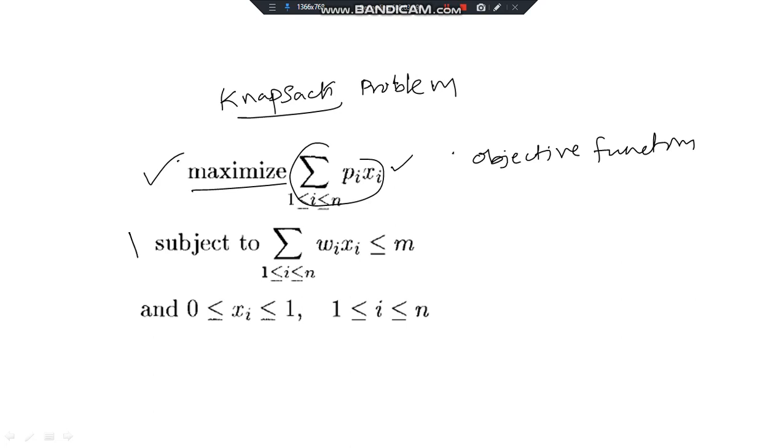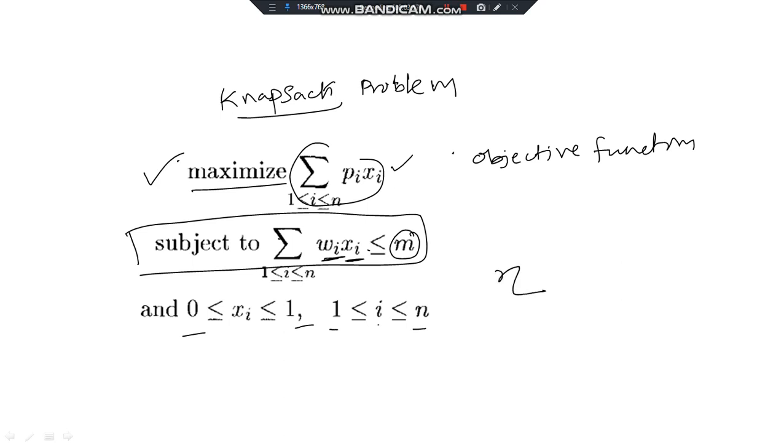Then what is the constraint? This is a constraint. There is some parameter wi, which is multiplied with xi, and the summation of all of these should remain less than some value m. And xi is between 0 and 1, and i is between 1 and n. So the problem size is n. Pi is profit, and xi indicates whether that particular item is selected or not.